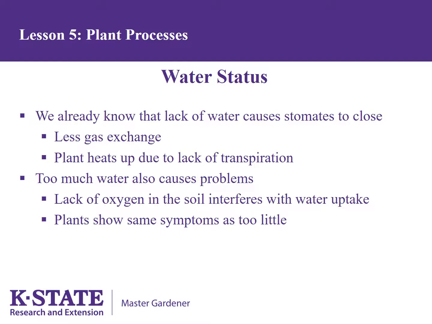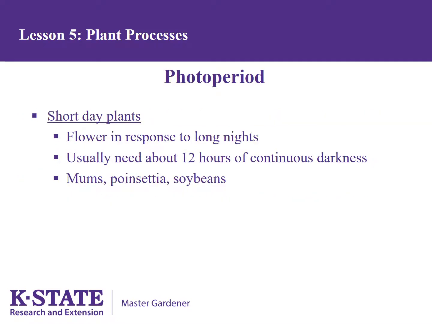The plant actually shows the same symptoms as too little water, with wilting often occurring. Remember, the reason the roots shut down is that every living cell in the plant has to undergo respiration to get the energy it needs. Too much water means no oxygen.